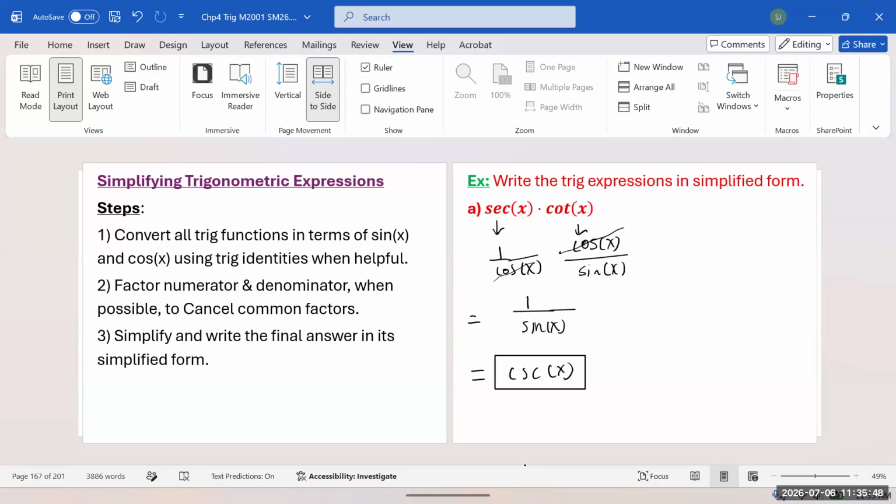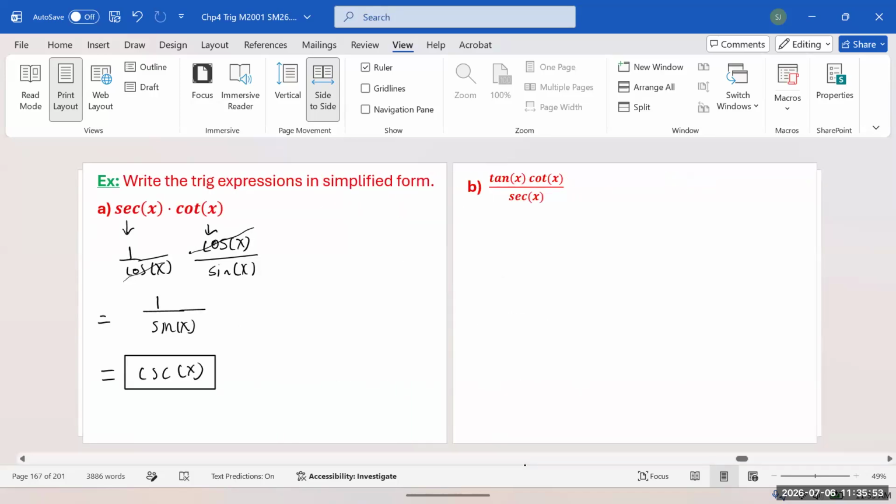Any question from anyone? Okay, these are simple, so try the next one. Tangent times cotangent divided by secant.